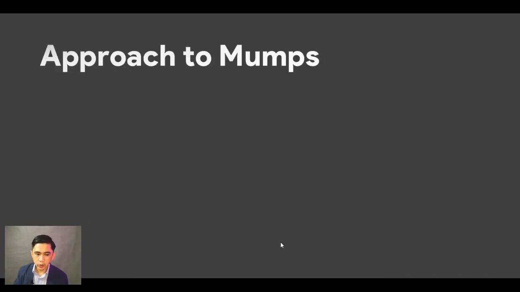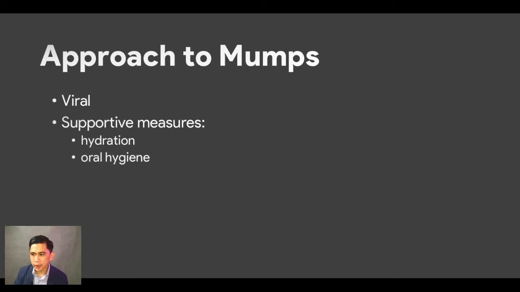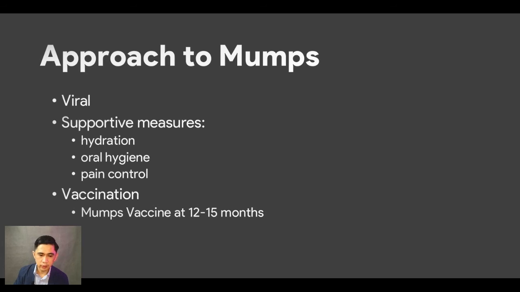Okay, so what do we do with the boy with mumps? Usually mumps is a viral infection, and as such, viral infections are only managed with supportive measures, just like hydration, oral hygiene, pain control, and probably bed rest and isolation. And also, I need to underscore the importance of vaccination so that we won't get mumps. The mumps vaccine is available to babies at 12 to 15 months of age.